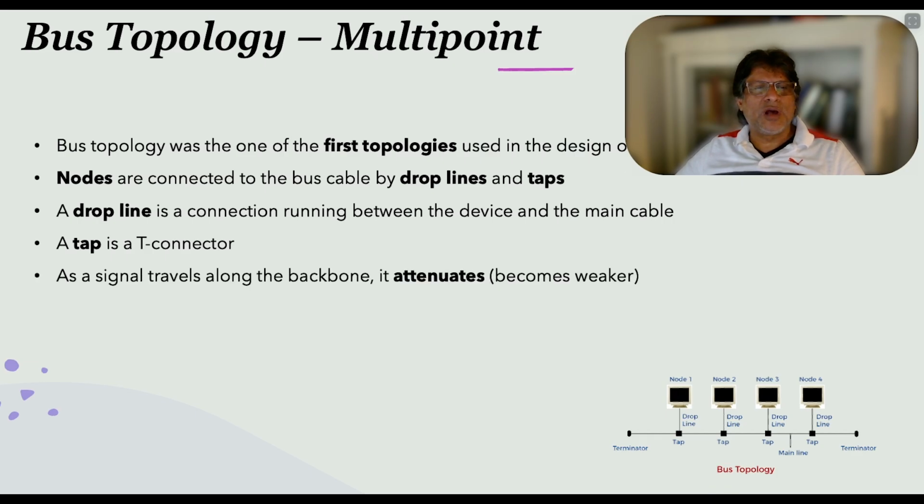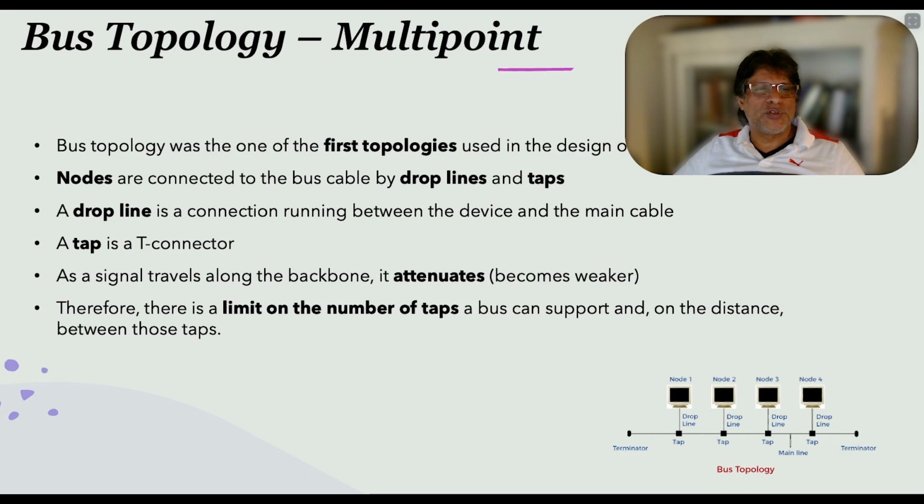As the signal travels along the backbone, it attenuates, right? Becomes weaker, right? So you can imagine, as I mentioned, there's a limit, about 8 to 10 machines in real life is what I came across, that it starts to slow down quite a bit. It becomes weaker as it travels along. Therefore, there's a limit of the number of taps a bus can support on the distance between those taps, right? So one issue is the distance itself.